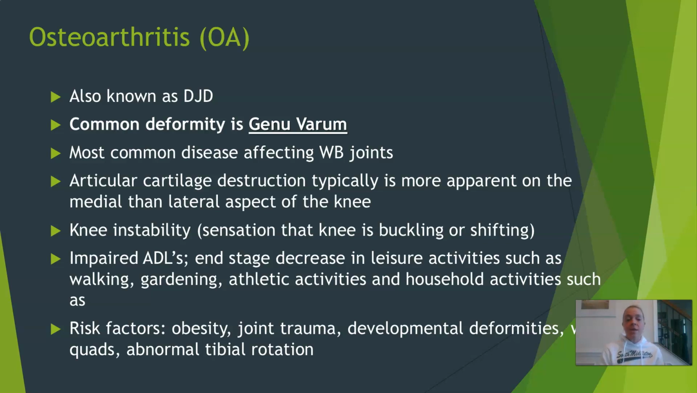This is one of the most common diseases that affects weight-bearing joints. Hips and knees are going to be the most common joints in the human body that exhibit the signs of osteoarthritis. Again, articular cartilage is going to be worn away more medially versus laterally.